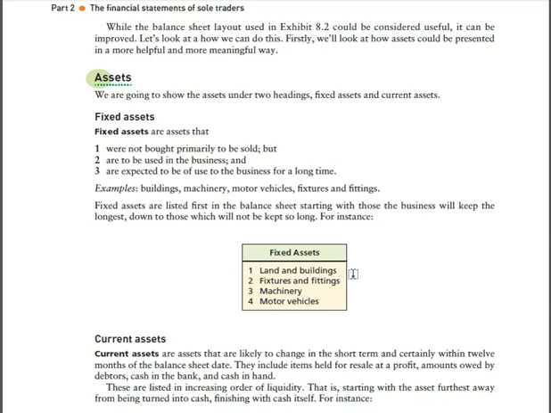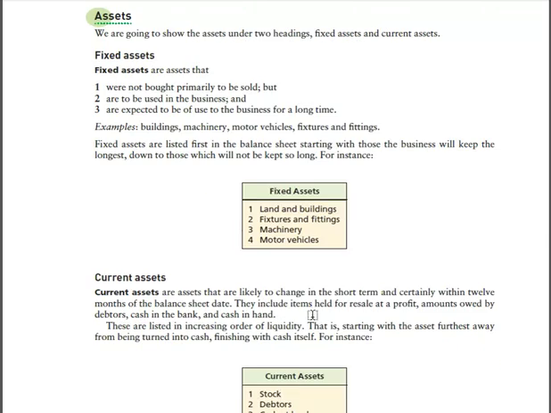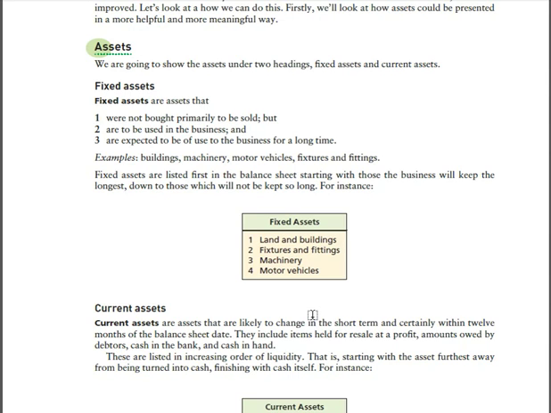So, like land and buildings, they are expected to be used for a very, very long time compared to fixtures and fittings or machinery or even motor vehicles. Motor vehicles have the shortest life within the fixed assets category, because after 3, 4, or 5 years, we could expect their value to go down significantly, and some of them might not even be useful. So this is generally how the layout of fixed assets is.